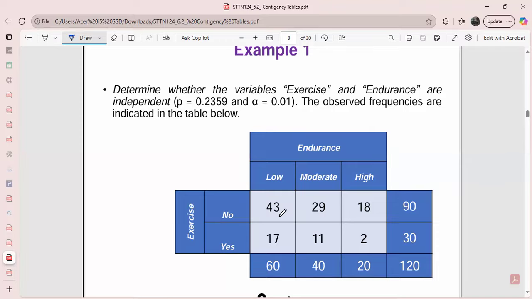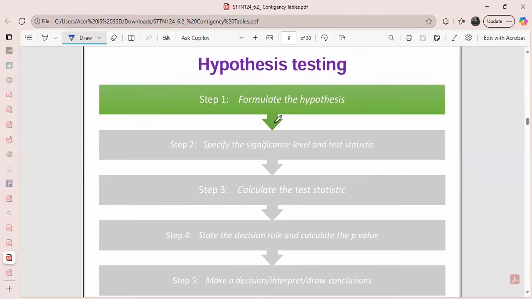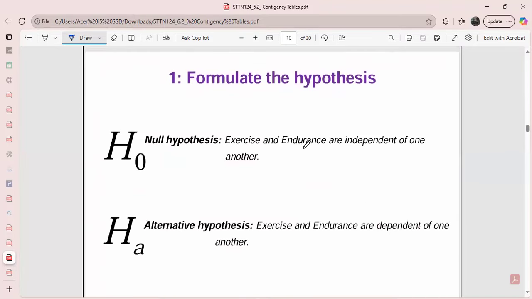So step one, we know how to formulate. This is how you do it because it's x and y. Those two variables, the exercise and the endurance, are independent of one another under the statement of the null hypothesis. But under the statement of the alternative hypothesis, the x, which is the exercise, and the endurance are dependent of one another. That's how you formulate the null and alternative hypothesis.